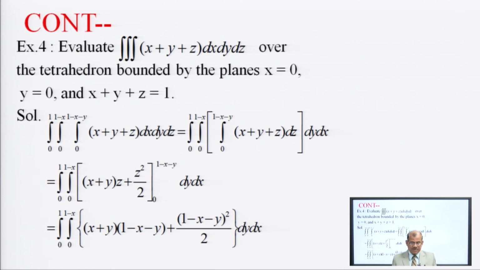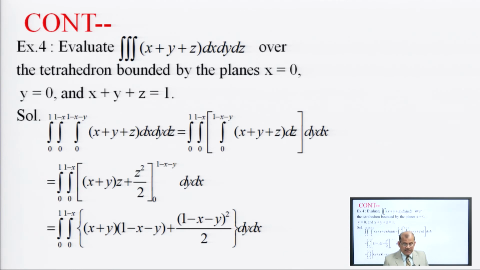Evaluate the triple integral of x plus y plus z dx dy dz over the tetrahedron bounded by the planes x is equal to 0, y is equal to 0, and x plus y plus z is equal to 1. We follow the same condition as the previous question for finding the limits of integration.